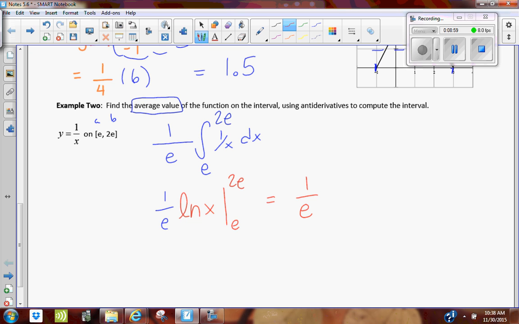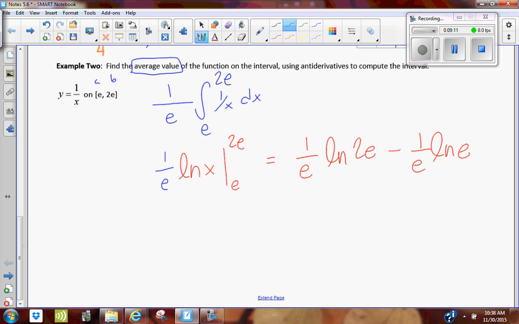Okay, that's not simplified enough. You need to plug the numbers in. So natural log of 2e minus the natural log of e. On the test tomorrow, I let you leave it like that if you felt good about that. What else could you do to this guy? You know what the natural log of e is? 1. You need to know that. Okay. So either of those two answers is acceptable.